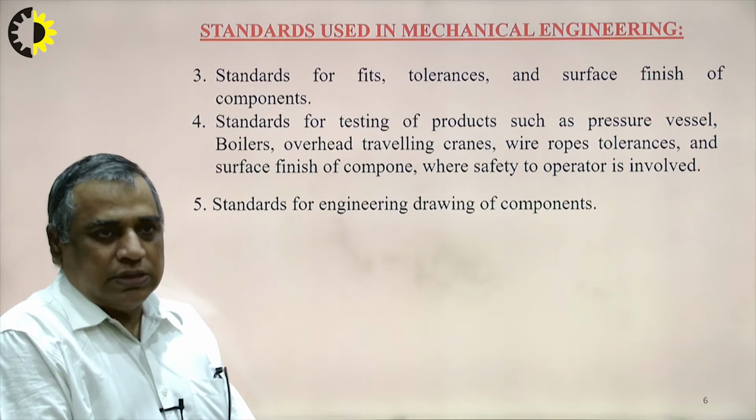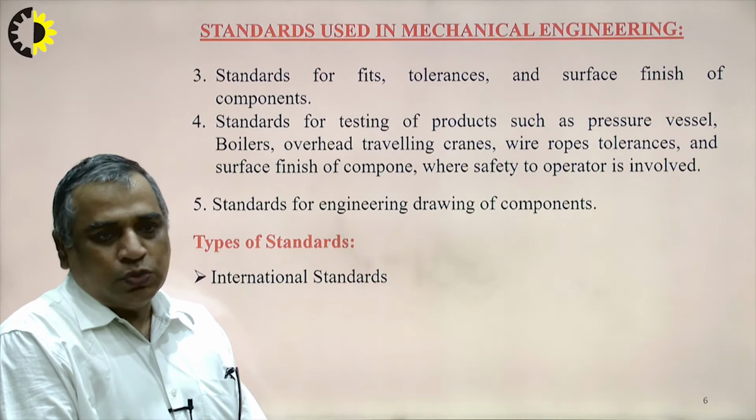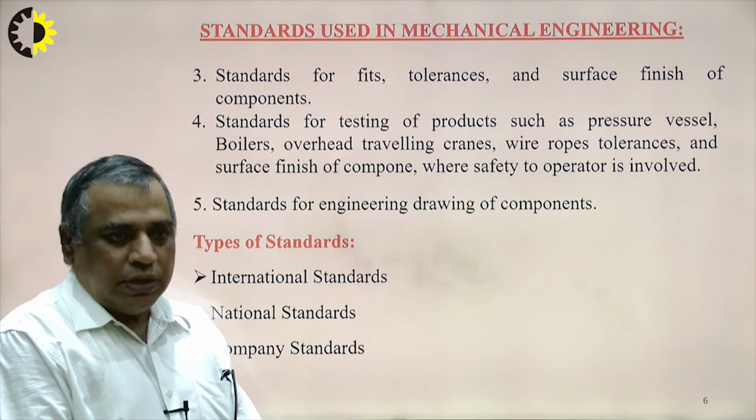Then the various types of standards we use in our mechanical engineering design office. First is the international standard. International standards are applicable globally, accepted globally. Then national standards are valid for a particular nation. Then company standard, which is valid within the company and its sister concerns, sister companies.